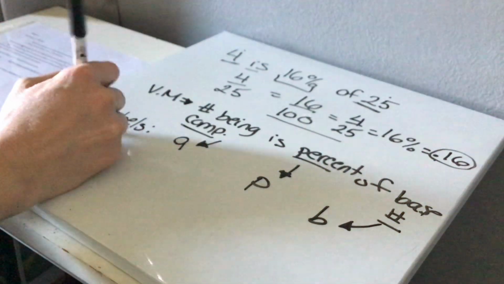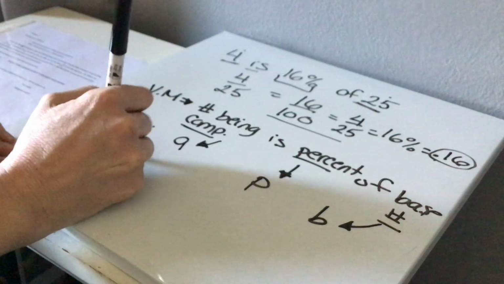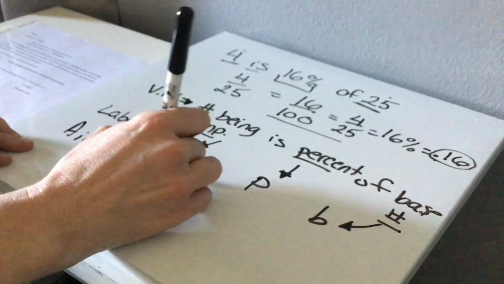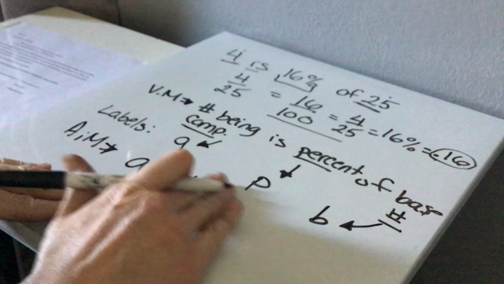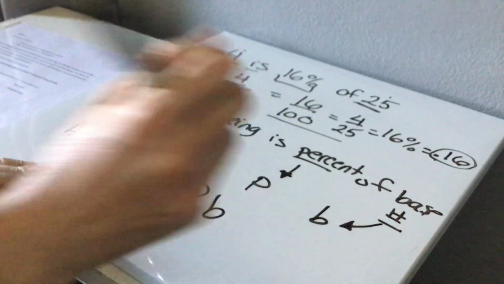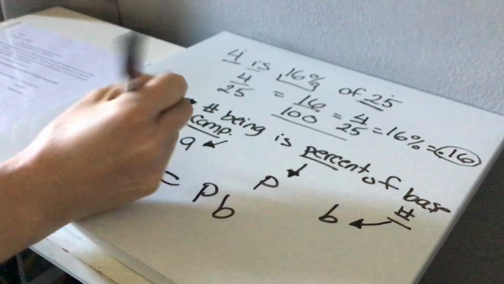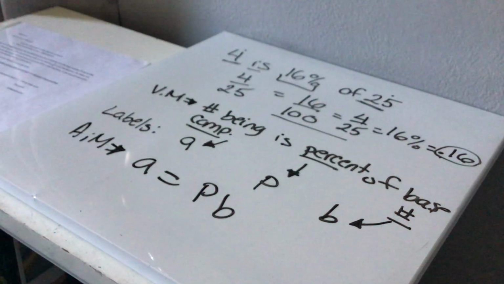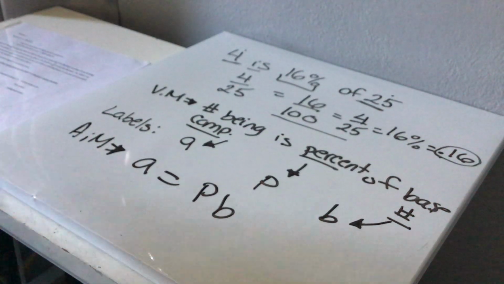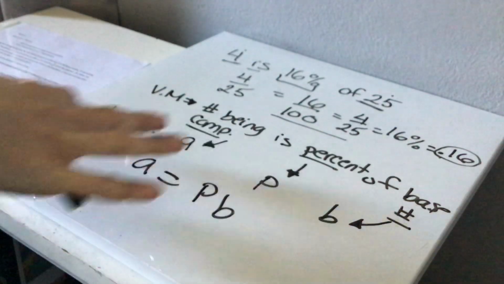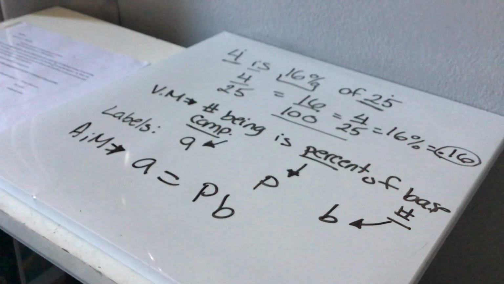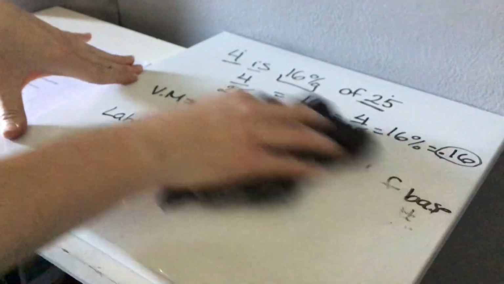And then an algebraic model simply says that the number being compared is a percent of the base. A equals P times B. The percent is a decimal or a fraction. It cannot be left as a percent. So all of our percent problems are going to come down to this model. The number being compared is a percent of a base number. So A equals P times B.